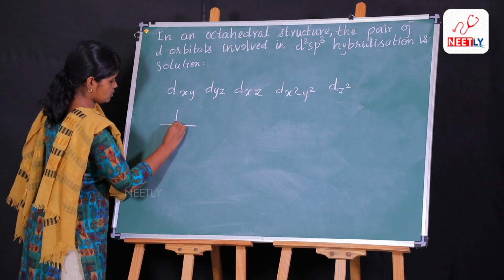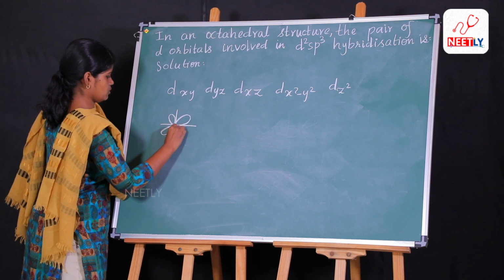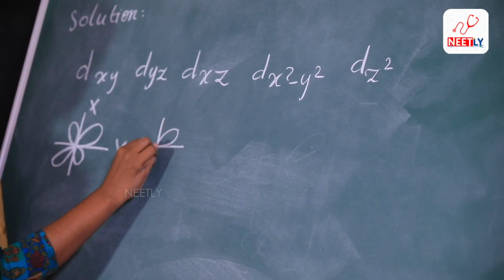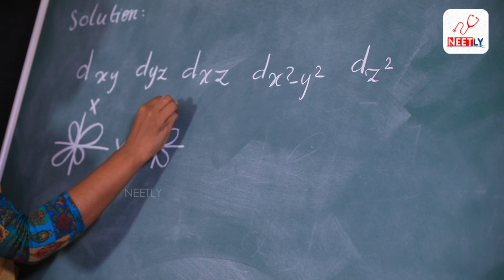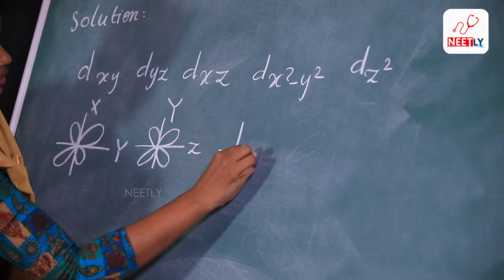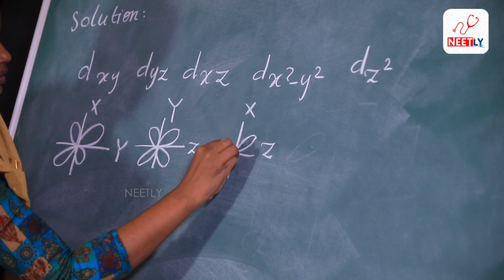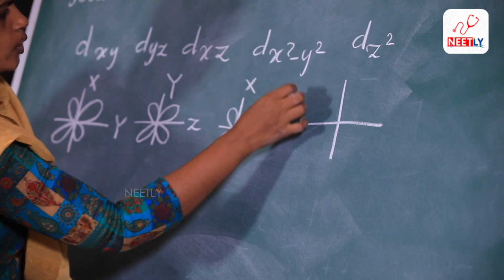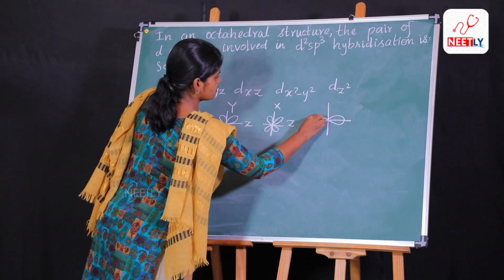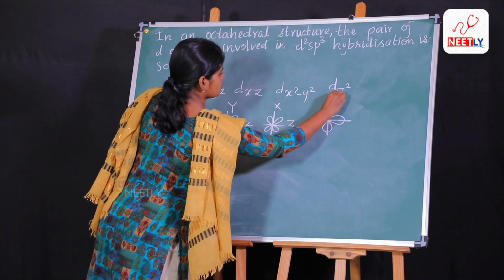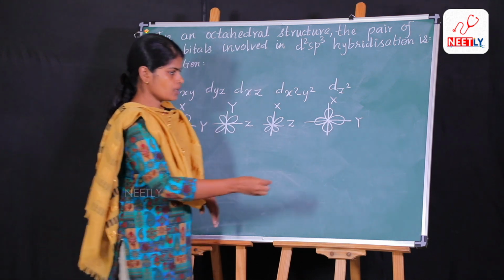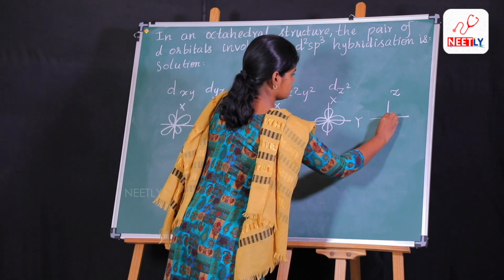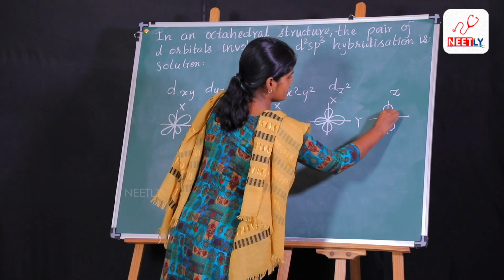So, if you write its structure: this is the dxy orbital, this is the dyz orbital, this is the dxz orbital, and here the dx square minus y square orbital is directed along the x and y axes, and here the dz square orbital is also directed along the z axis.